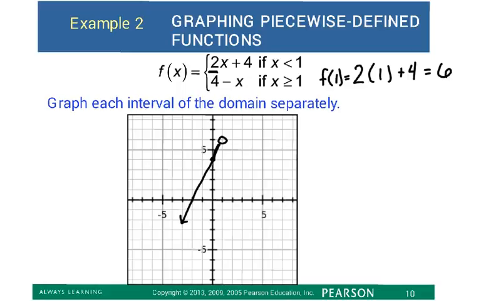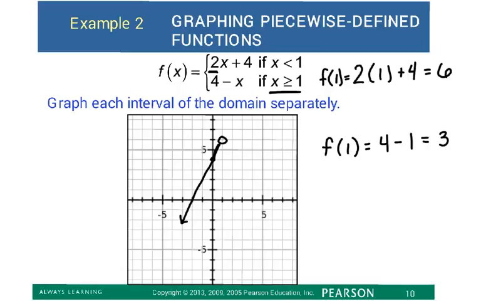Now, to get the other part of the graph, the 4 minus x, I'm going to find, again, its starting point. I'm going to find one of the points on that graph. So plugging in, again, 1, because that's where it begins on this graph, I'm going to find that f of 1 for this portion of the graph. It has a y value of 3.